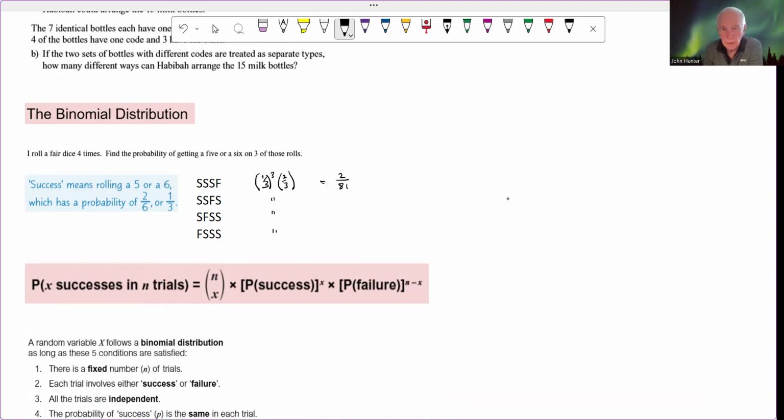So we'll work that out. That's going to be 2/81. Success, failure, success, success is going to be a third times a third times 2/3 times a third, which when we rearrange is the same thing. So that's going to be 2/81 as well. And same again.